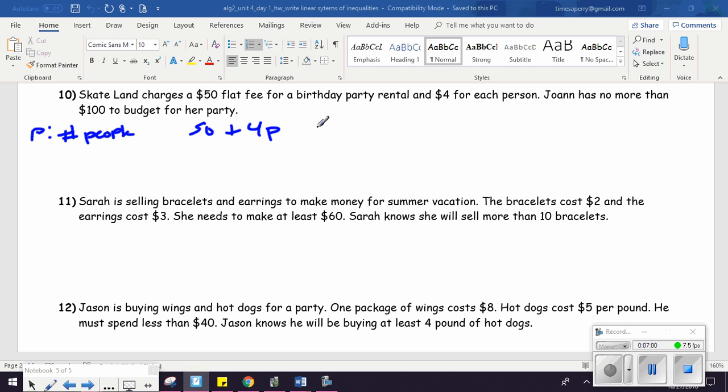So 4 times P plus the registration or the flat rate has to be less than $100. It says no more. So that means it can't even be exactly 100. It has to be less than 100. And we also know that P is the number of people, and that has to be greater than or equal to 0. Because you can't have a negative number of people attend your party.